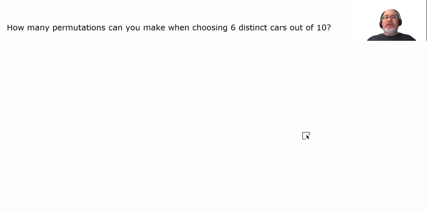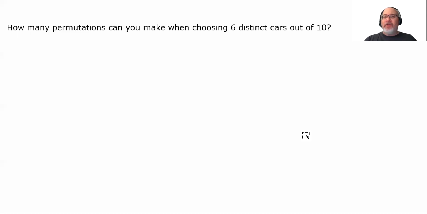So let's go back to what we did previously and answer the question, how many permutations can you make when choosing 6 distinct cars out of 10? Let's attack it using the fundamental counting principle. And remember, the fundamental counting principle says if you have to make a sequence of decisions and each decision has a certain number of choices you can make, then the total number of ways you can collectively make your decisions is by multiplying the number of choices you have for each decision.